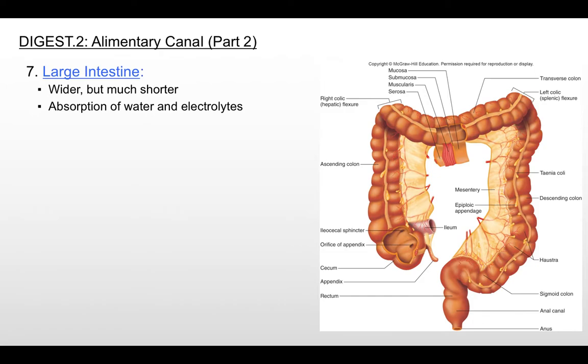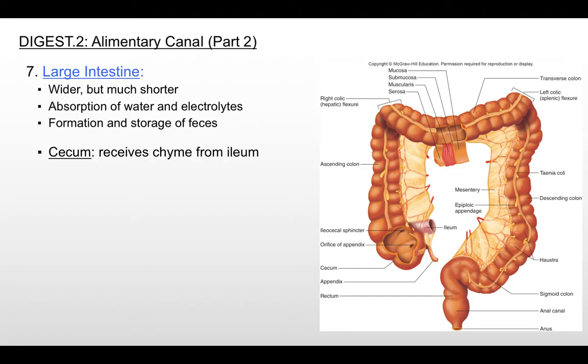Because we don't want to have wet diarrhea all the time, we need to absorb our water back, as much of it as we can, and some electrolytes. And so that's what the large intestine is primarily responsible for. We're going to pull that water out, we're going to create feces, and then we're going to store it until there's an appropriate time to defecate or to release that feces.